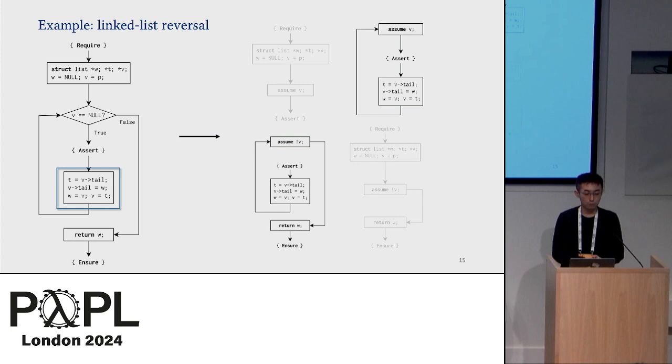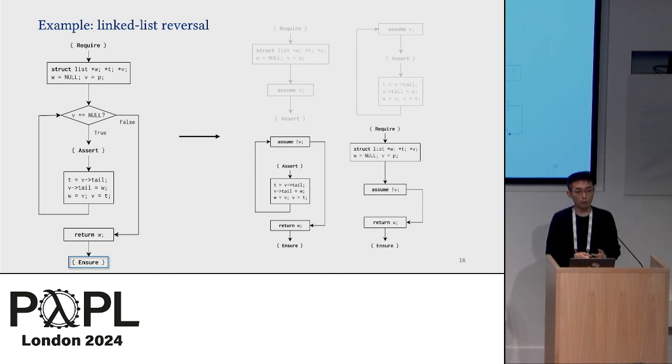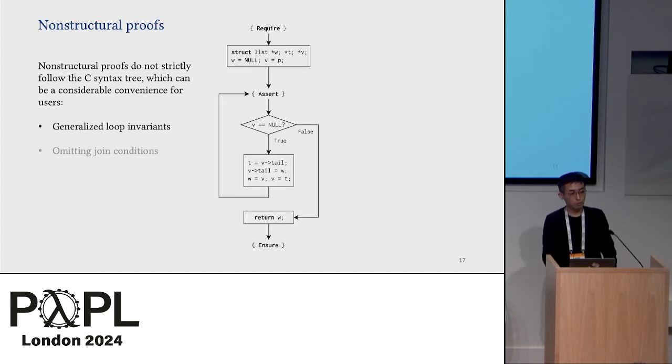For example, the loop body here will only affect the 2 paths related to the loop, and the postcondition will only affect the 2 paths exiting the program. This benefit is more obvious in larger programs. Another prominent feature of VST-A is that it supports non-structural proofs.